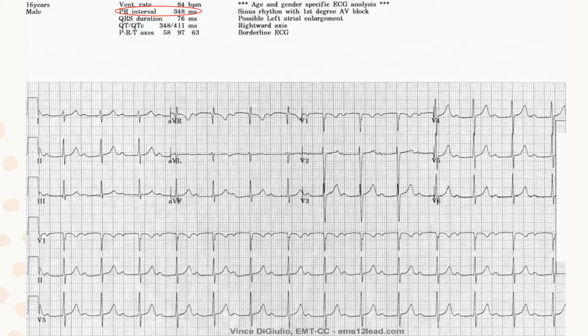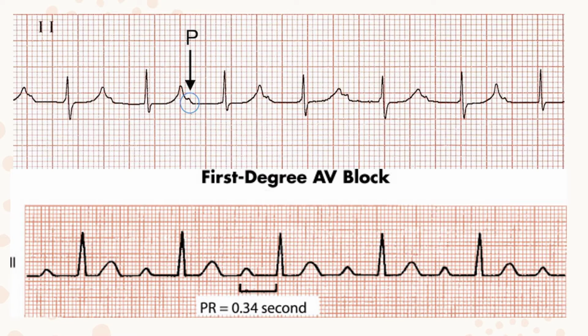And when you look at this, the first thing that I see is, wow, look how long that PR interval is. This is a sinus rhythm, so we are going to call this a sinus rhythm with first-degree AV block. Another example, you can see the P over here right at the very end of the T wave. And this is a really long PR interval.